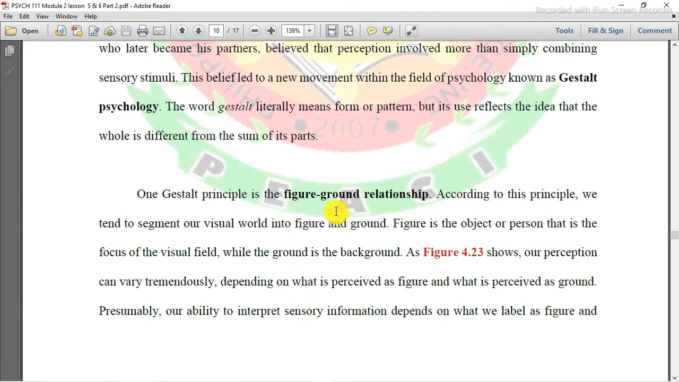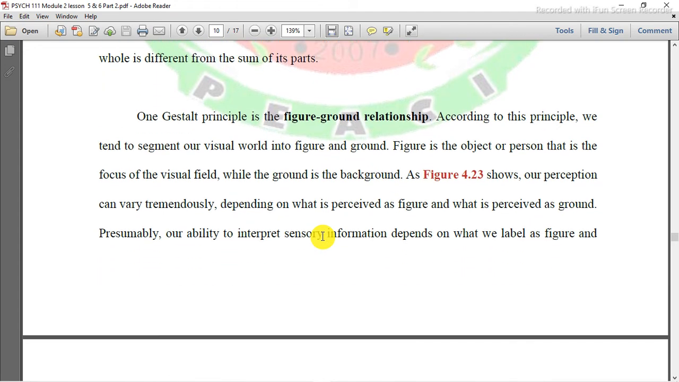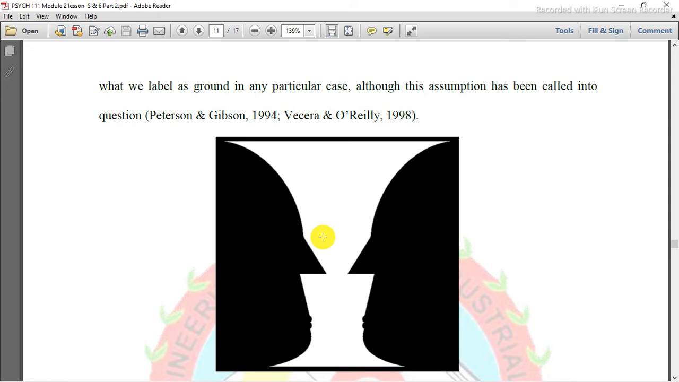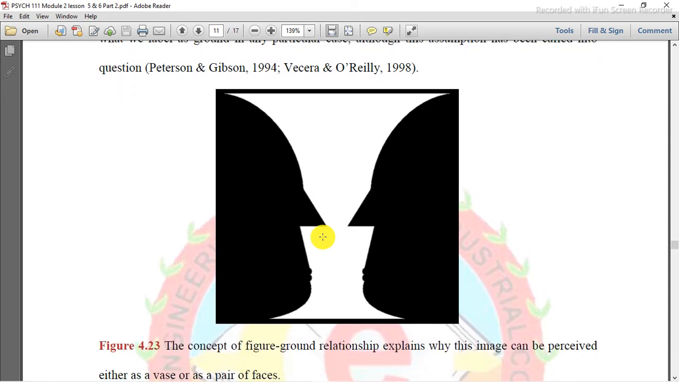Gestalt principle is the figure-ground relationship. According to this principle, we tend to segment our visual into figure and ground. Okay, di ba? Pag nakita tayong tao, sometimes tao siya na nasa beach, sinisegment natin siya. Okay? Ganun natin siya understand. So, example ito, sabi dito, the concept of figure-ground relationship explains why this image can be perceived as either base.